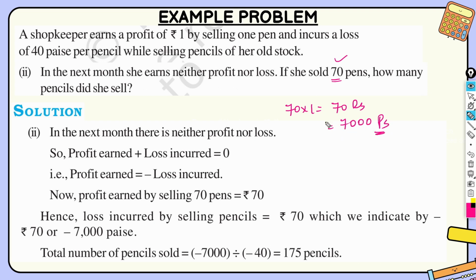The same amount of loss she gets while she sells pencils, so that there will be neither profit nor loss. So the number of pencils she sold is 7000 by 40, which is equal to 700 by 4. 4 ones are 4, 3 remainder, then 30. 4 sevens are 28, remainder 2, then 20. 4 fives are 20. So the result is 175 pencils. So the profit she earned on selling 70 pens is equal to the loss she incurred by selling 175 pencils.